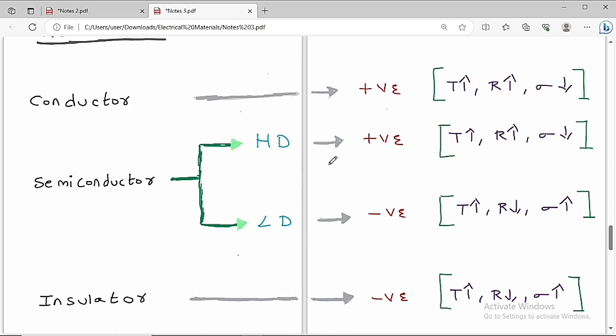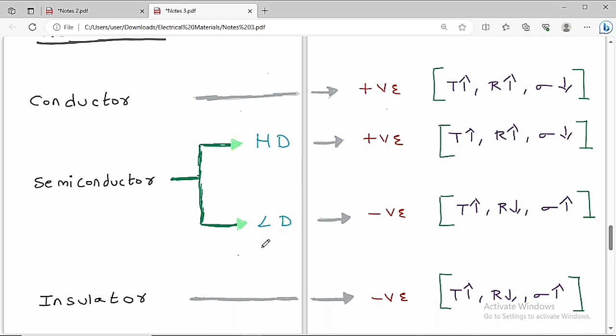Now, to remember the shortcut: here high means positive, low means negative. The upper two are positive, the lower two are negative. So the first two are positive, the next two are negative. Shortcut to remember: high means positive, low means negative.